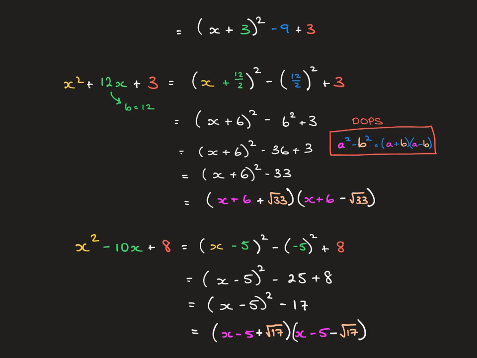So how did you go? Half of b, so half of minus 10 is minus 5. So minus 5 goes in that bit there and that bit there. So minus 5 squared is 25. So we've got minus 25. Gives us a 17, which when we write it as a square, we use our difference of perfect squares up here. We've got x minus 5, and our other number that's squared is the square root of 17.